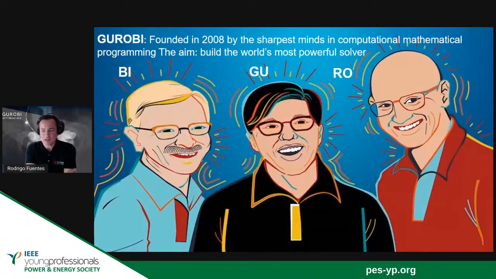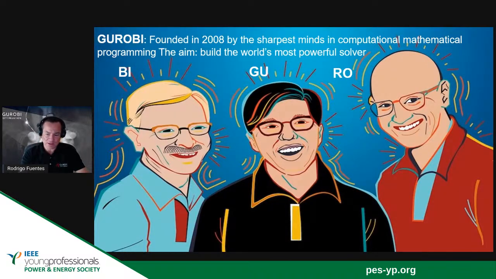These are the Gurobi founders. I assume that in the audience we have users of Gurobi, but we also have users of other solvers. The founders of the company from left to right are Robert Bixby, Zonghao Gu, and Ed Rothberg. If you take the first two letters of their last names, you get the name Gurobi. They founded the company 14 years ago, and Dr. Bixby, on the far left, was the original developer of CPLEX.